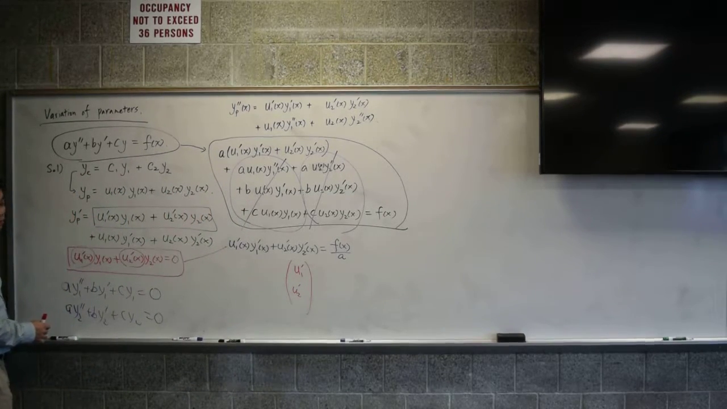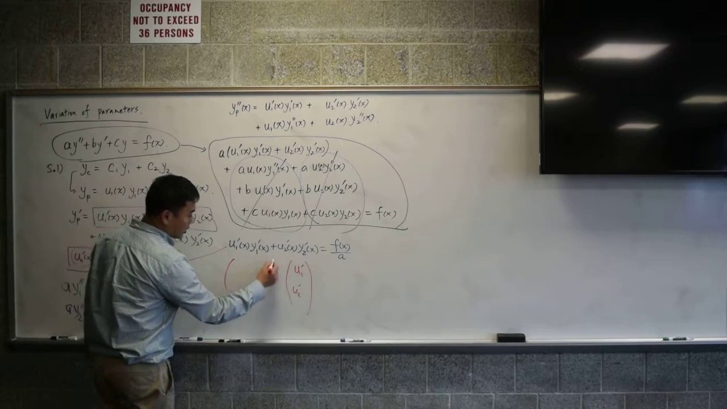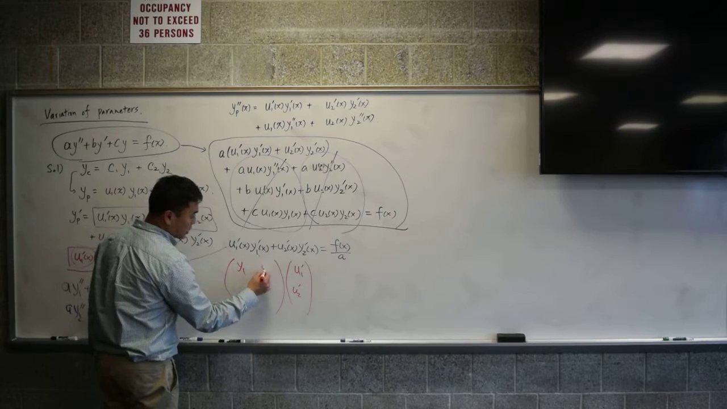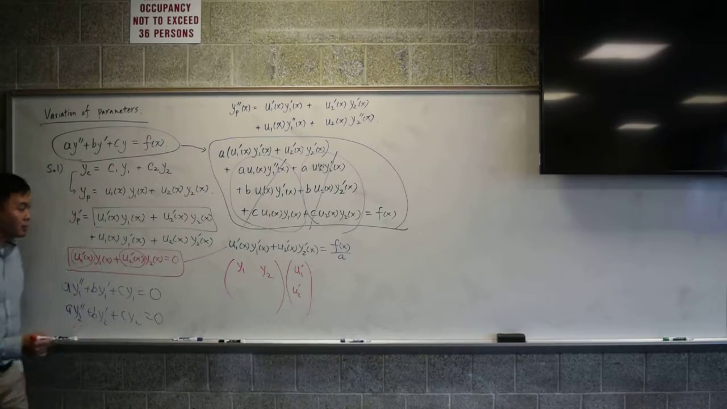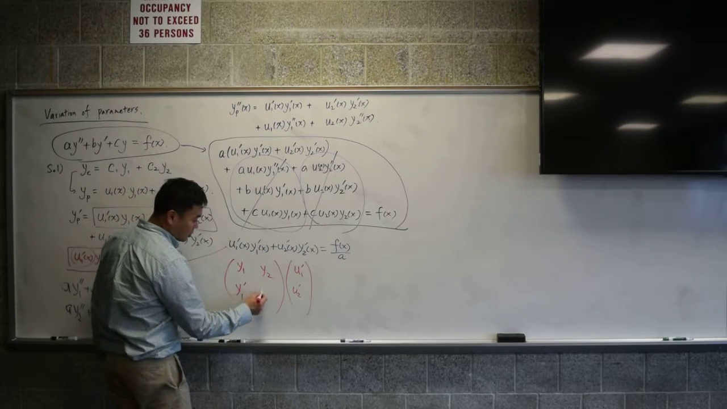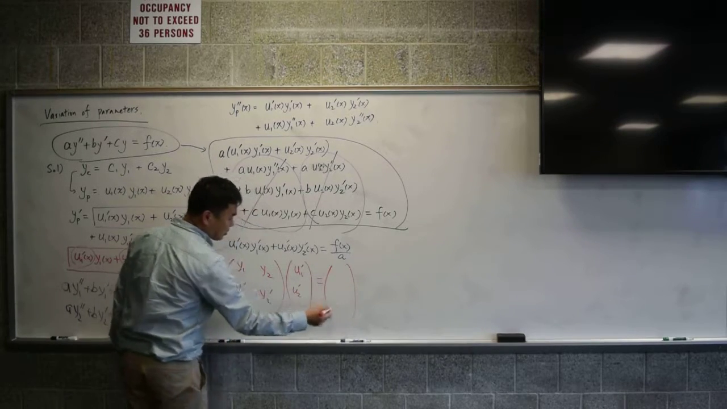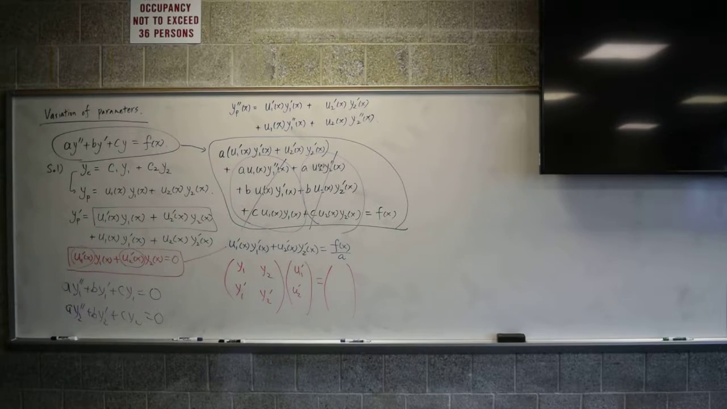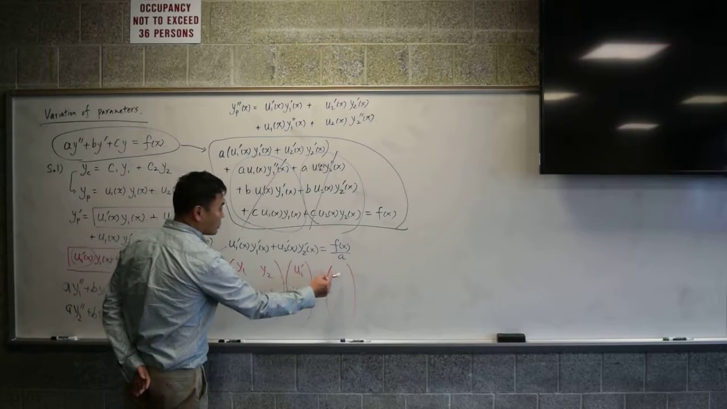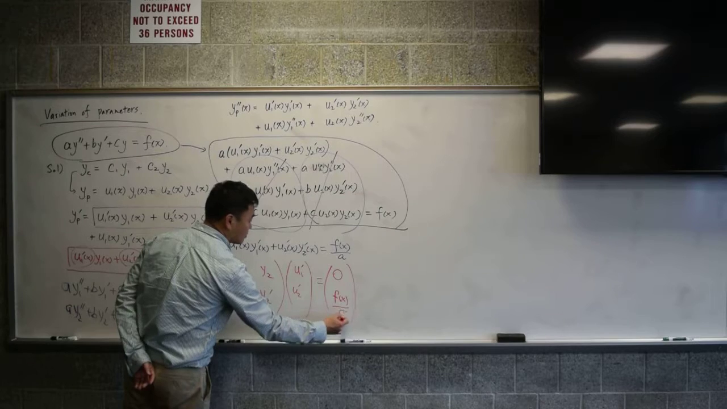Now, what's the coefficient matrix then? These two, right? So we have y1, y2. And here, the coefficients are y1 prime, y2 prime, equal to what and what? 0 and f of x over a.